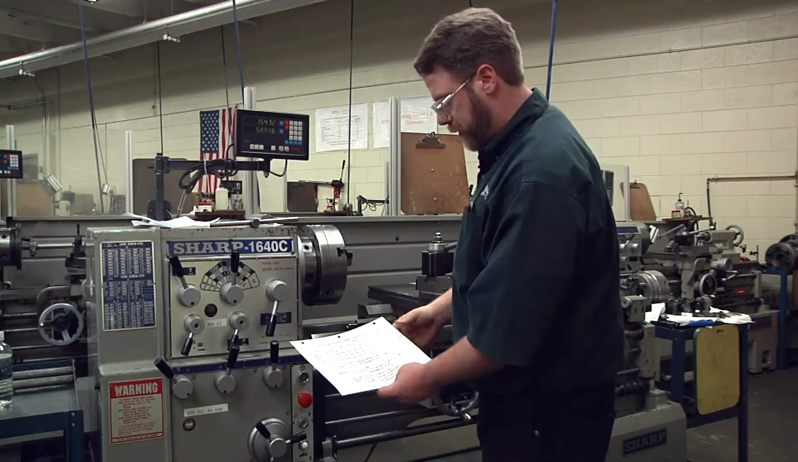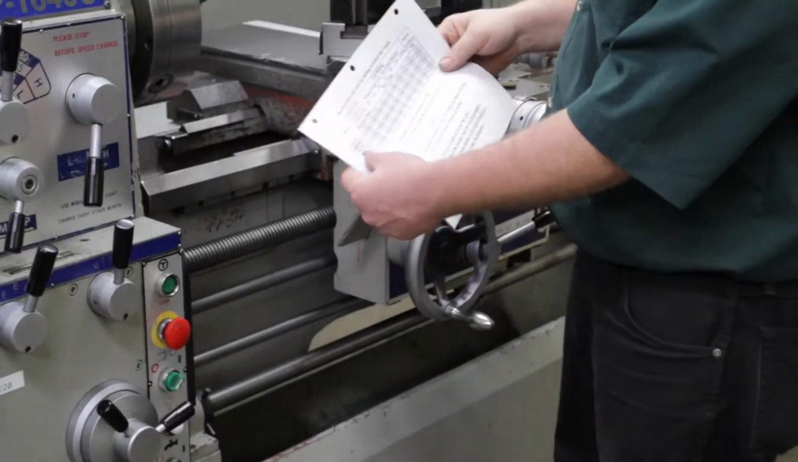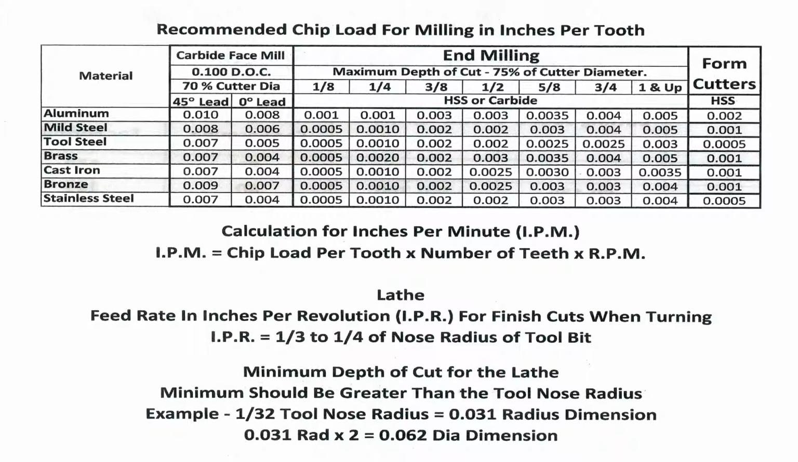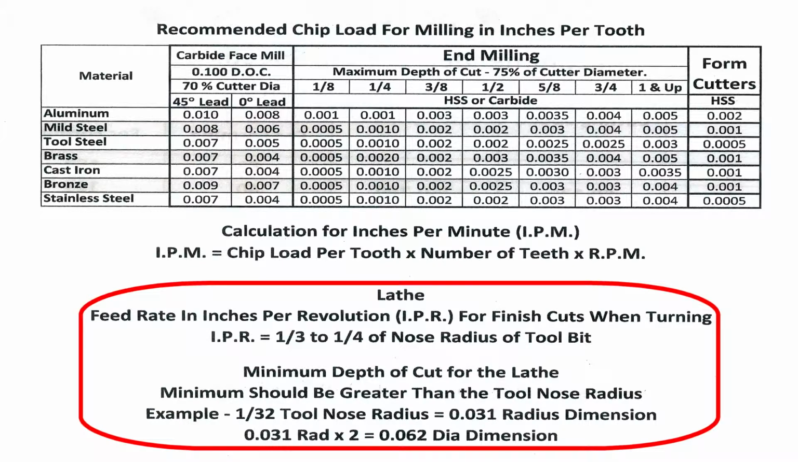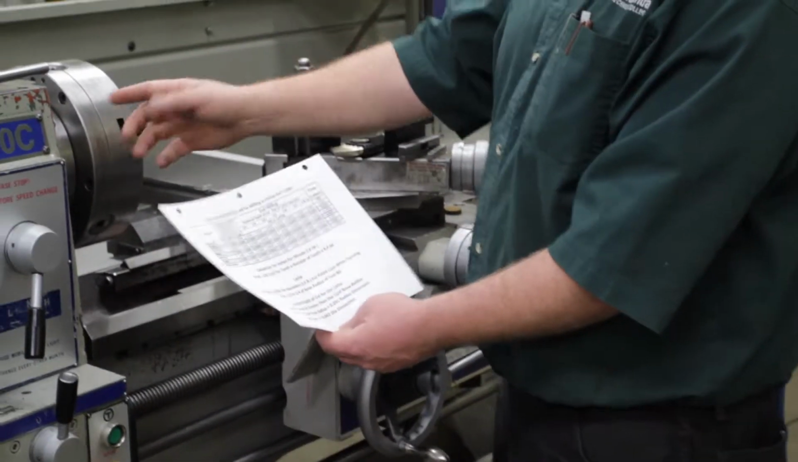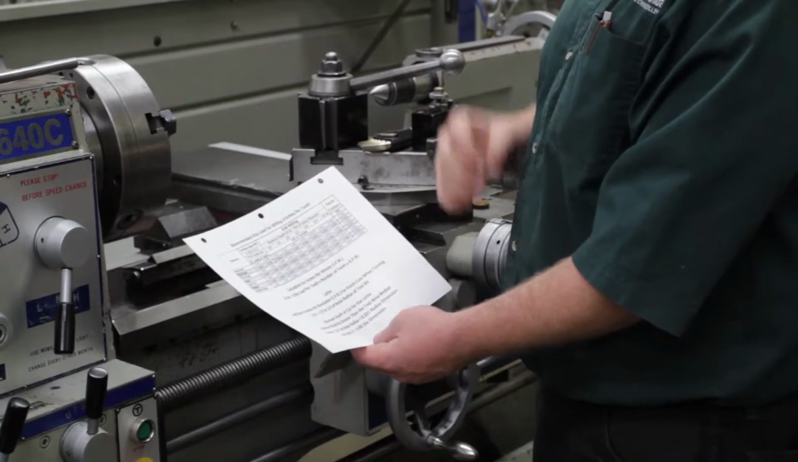So let's talk about the feed rate now. If we look here, this is the same chart we use on the milling machine, but the bottom half of it talks about the lathe. On the lathe, remember, it feeds in inches per revolution. So for every 1 revolution of the chuck, the carriage advances so far.